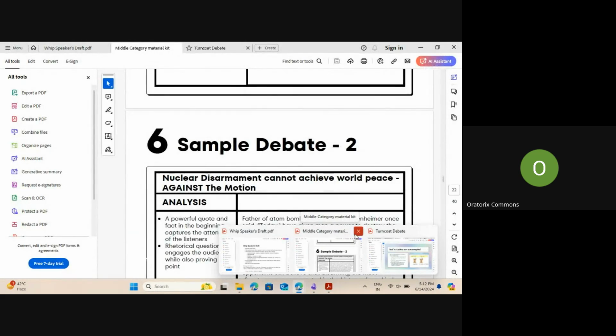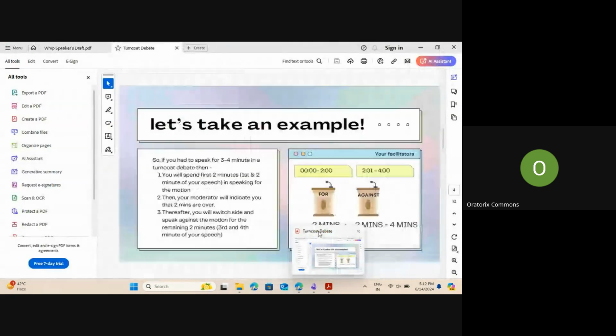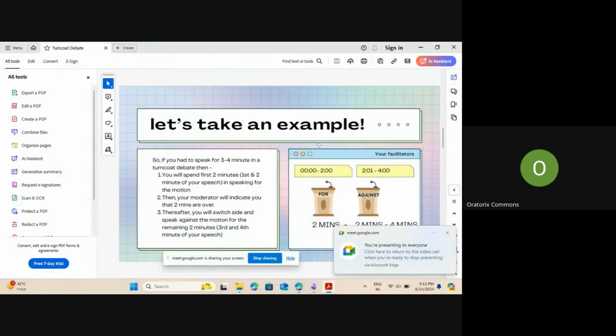It's nothing very difficult. If you have a 4 minute speech, then for the first 2 minutes you speak for the motion, for the topic, and for the remaining 2 minutes you speak against the topic. Had it been a 6 minute turn code debate, you will speak 3 minutes for the topic and 3 minutes against the topic. Now, Aranya, if it was an 8 minute debate, for how many minutes will you speak for the topic? 4. Exactly, and 4 minutes you will speak against the topic. Just that, nothing very complicated.